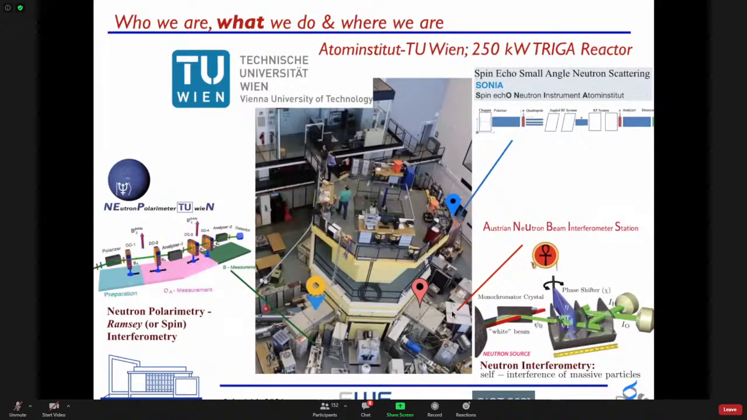And then we also have a spin echo setup. Well, this is somehow a combination. You do have a beam separation, but this beam separation is small compared to the divergence of the beam. So we will focus today on experiments with the neutron polarimeter, or as we call it, the Ramsey setup.